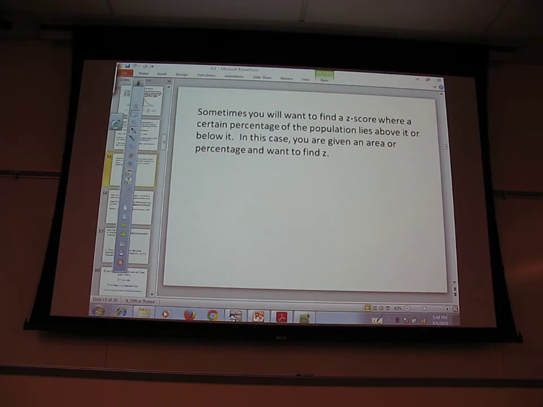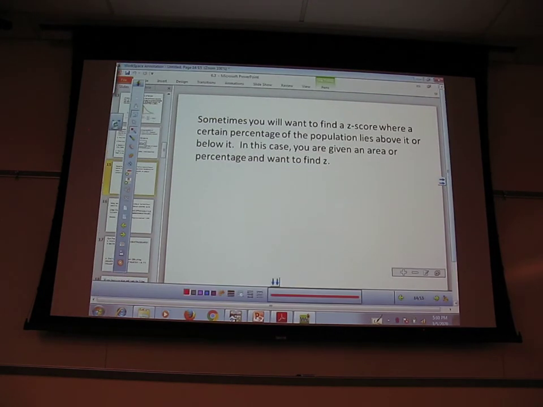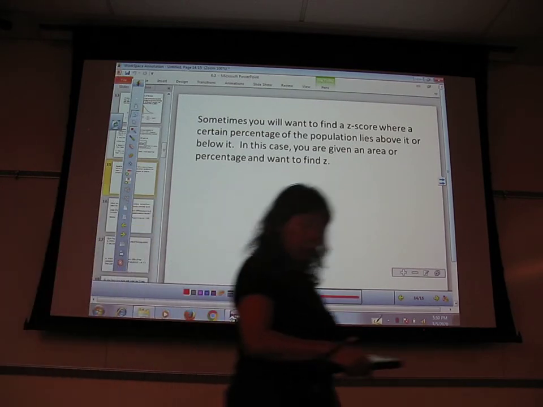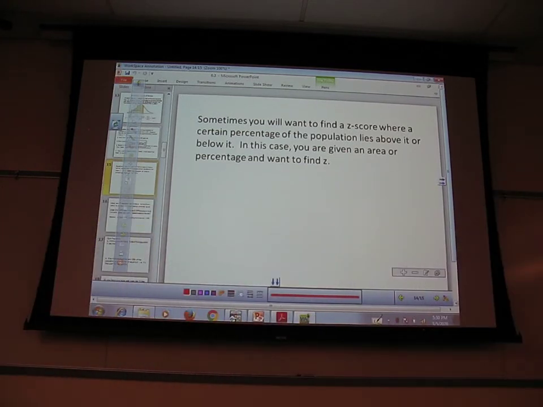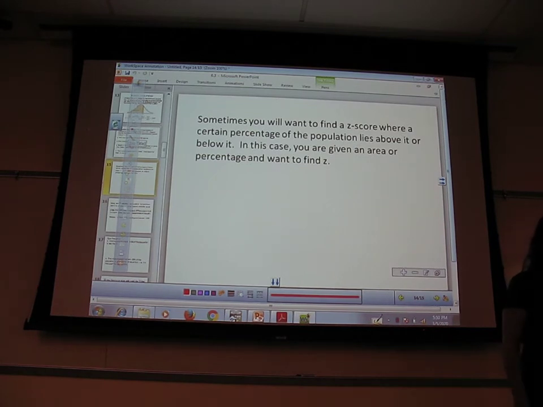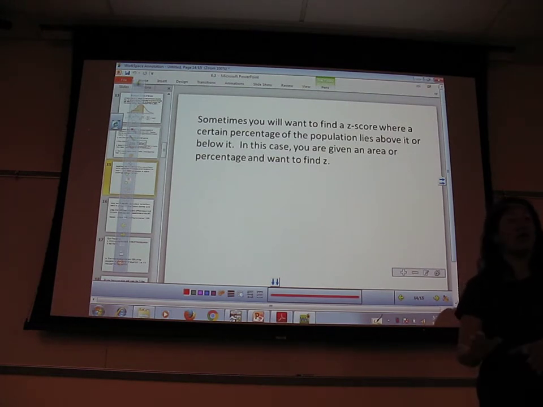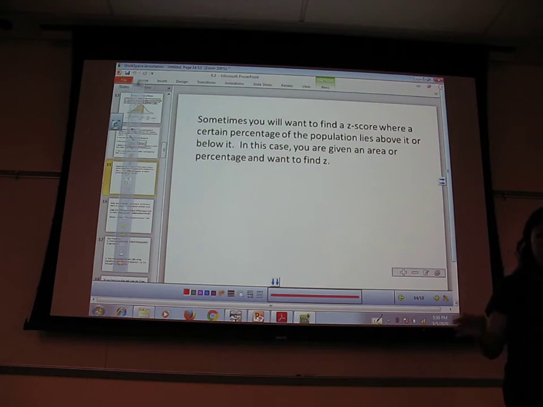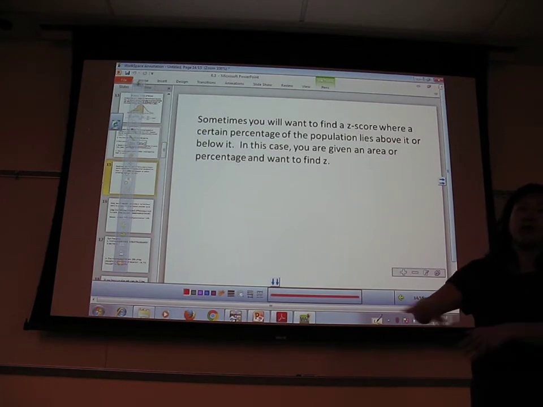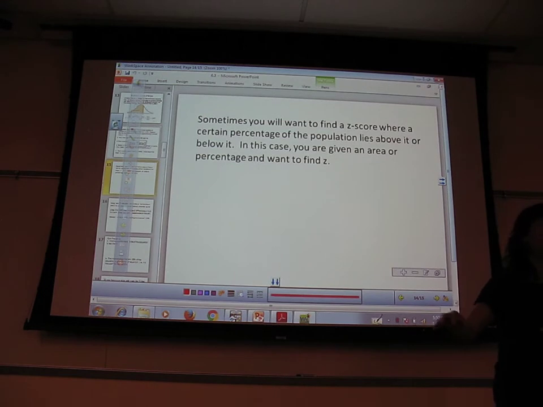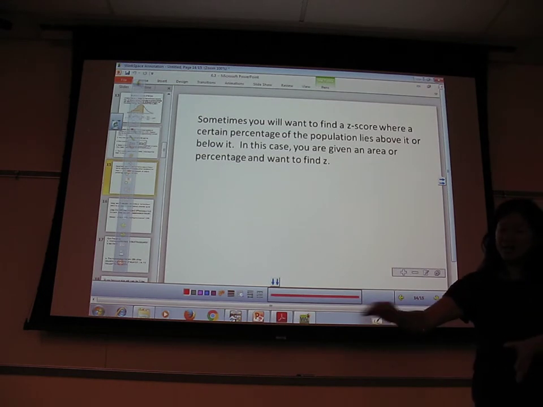All right. Other thing we talked about last class was how sometimes we want to find a z-score where a certain percentage of the population lies above or below it. So here we're given an area or percentage, and we want to find z. So for example, I am some horrible peach farming tyrant, and I have all these peaches, and I want the bottom 15% of peach weights, I'm going to force all my small children I have working for me to discard them and put them into a bin to be canned.